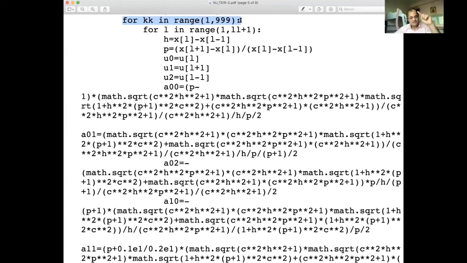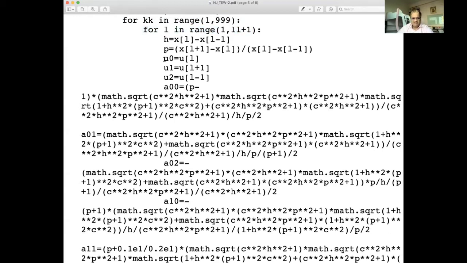So here also exactly the same thing I am going to do. Here I am going to put it in a loop. That loop is for kk in the range 1 to 999. I do not know in how many iterations it will converge. So I have taken up to 999. Let us see in how many iterations it will converge. At that point, I will stop. Thereafter, exactly the same thing. L is taken in the range 1 to LL plus 1.